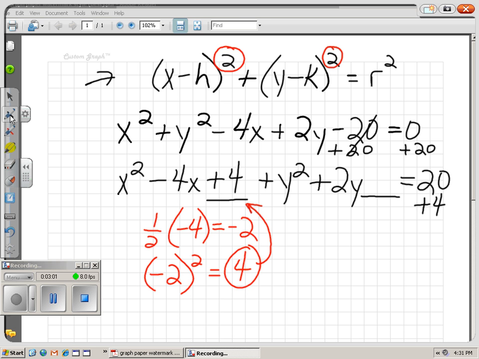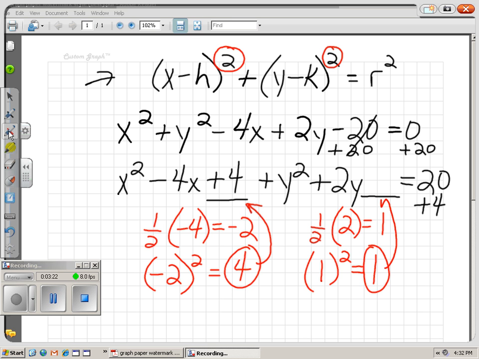Let's do the same thing with the y. I want to know what the perfect number is to add there, so I take half the y term, so half of 2 is 1, and then I take that 1 and square it, and I still get 1. What do I do with my magic number? I put it right there in that space I was saving for it. So I'm going to add 1. Since it's a positive 1, think add 1. Don't forget to add 1 on the right as well.